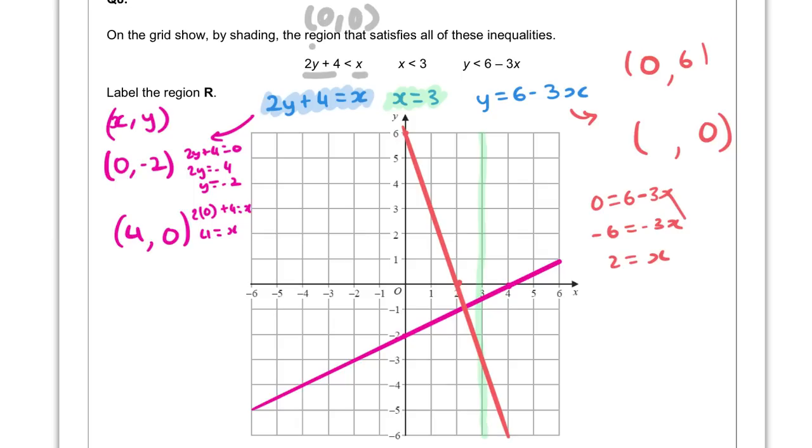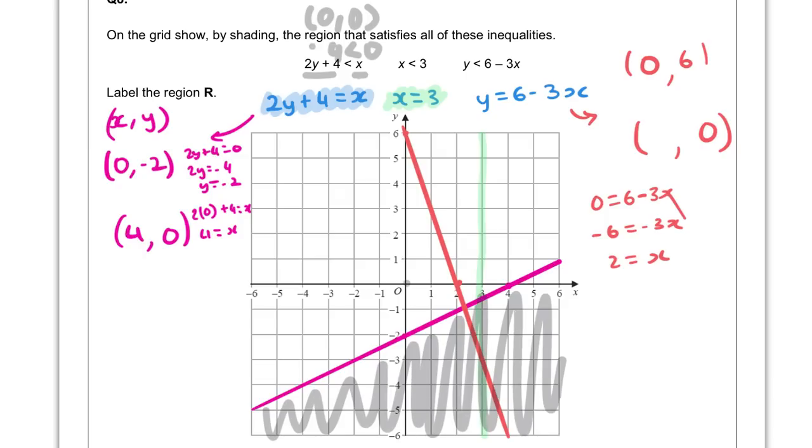So 2 lots of 0 is 0. So is 4 less than 0? 0, 0 is here. Is 4 less than 0? No, that's false. So we don't want above the pink line. We want below it. So this is the area that we would shade. Now I do actually shade the area I don't want, but just to make our life easy, I'm going to do the area we do want.